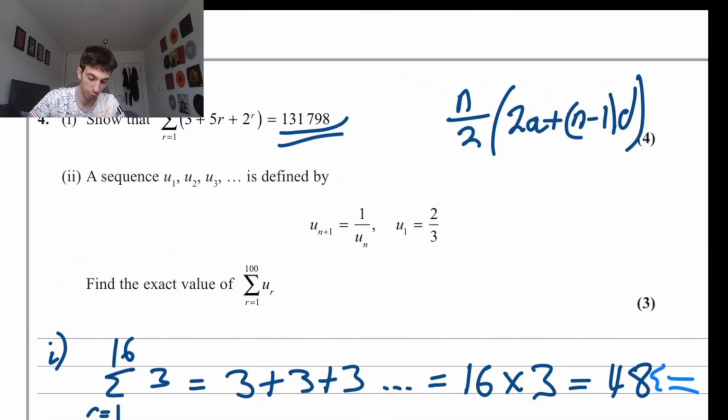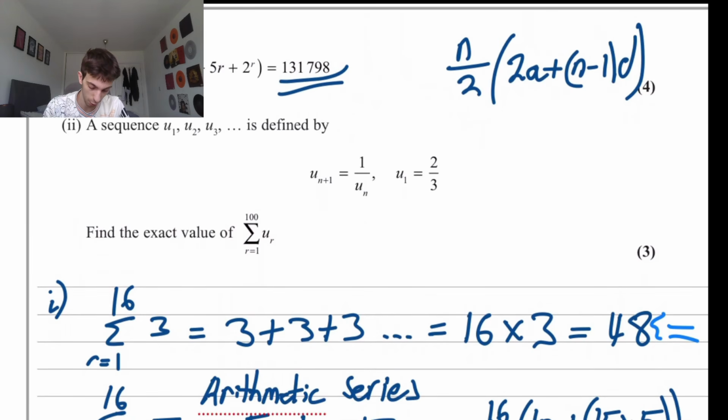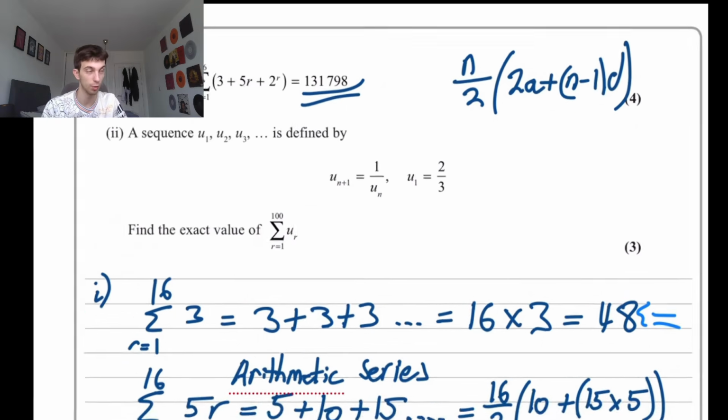So moving on to II, we're told a sequence u1, u2, u3 is defined by u(n+1) equals 1 over un. So the next term will be 1 over the previous term. u1 equals 2 over 3, so 2/3. Find the exact value of the summation from r equals 1 to 100 of ur. So u1, u2, u3, all the way up to u100. We're summating all these together.